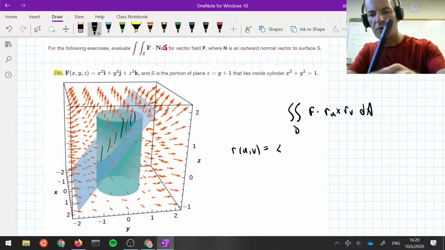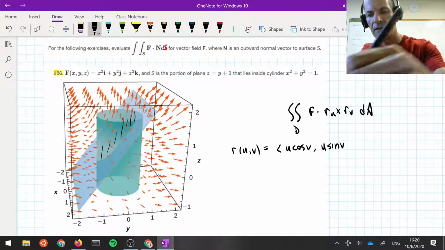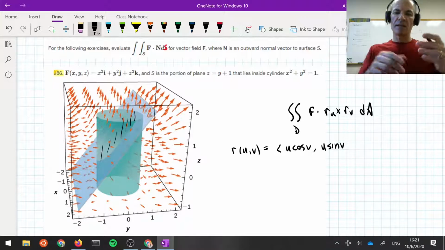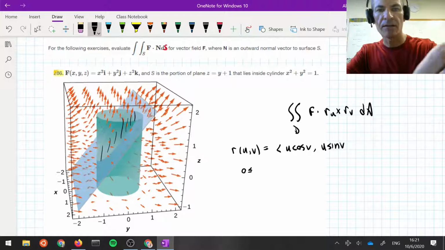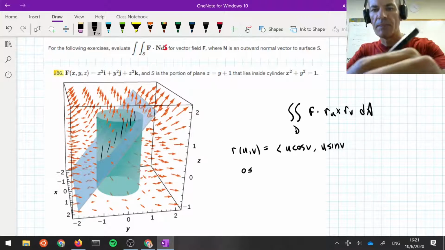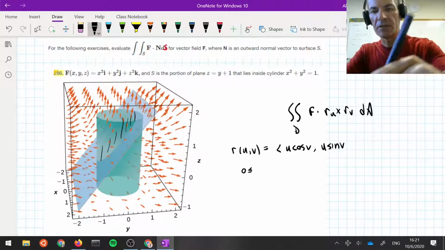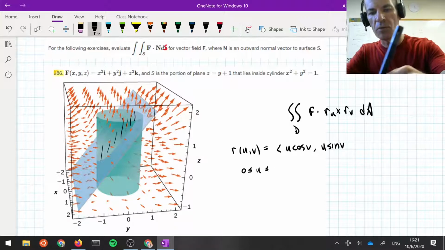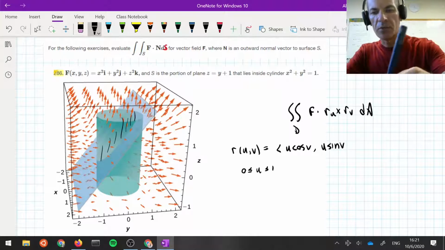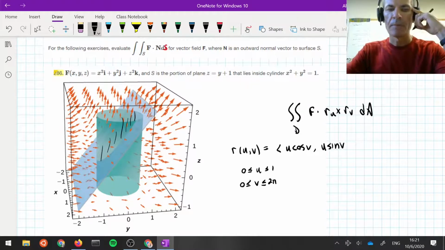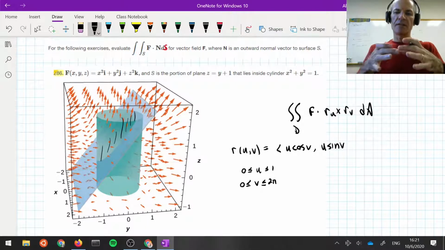I'm going to start with u cosine v, u sine v. What that does is give me a disk when u is between 0 and the radius of the cylinder. So u goes from 0 to 1. And v is playing the role of theta. It goes all the way around, 0 less than or equal to v less than or equal to 2 pi. That gives me a disk of radius 1 in the xy plane.